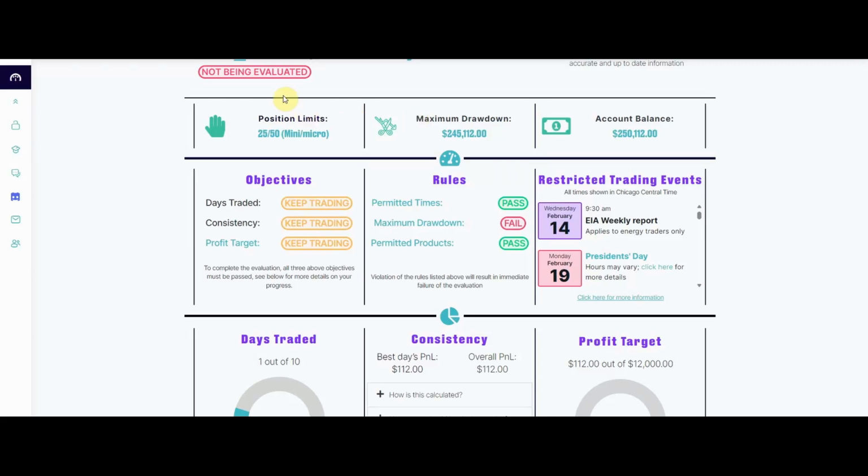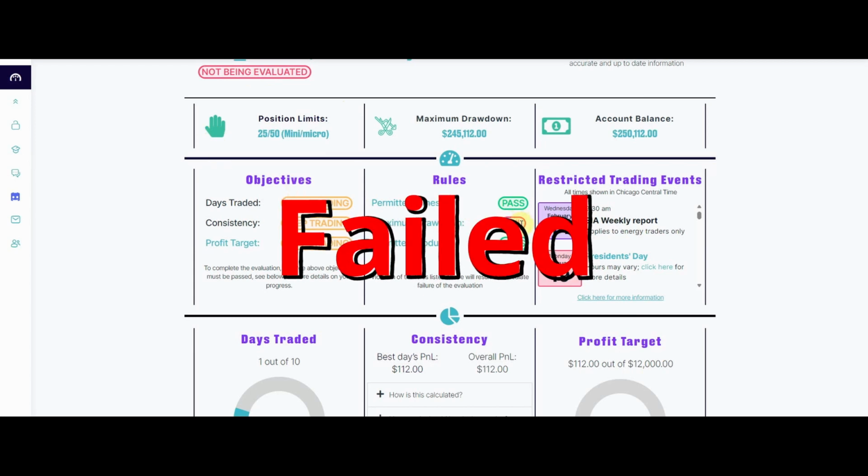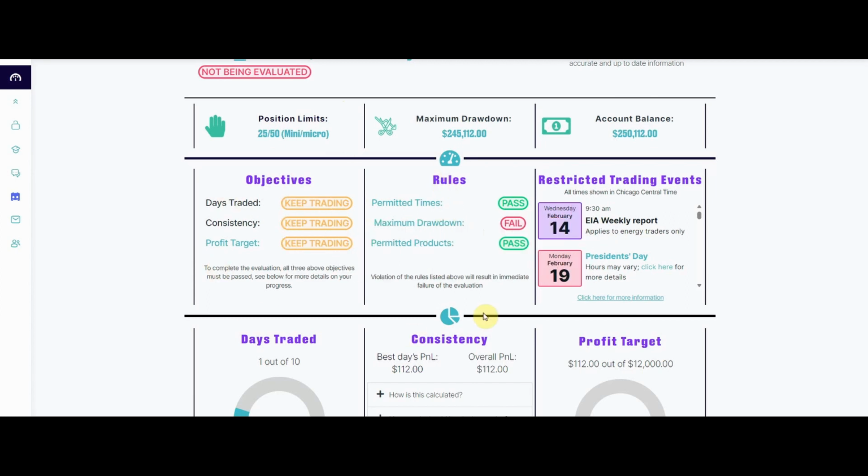I'm here in the TradeDay dashboard. You can see at the top "not being evaluated," and that is because I failed the maximum drawdown yesterday. I'm just coming into the account to show you how you can reset and basically start from scratch.